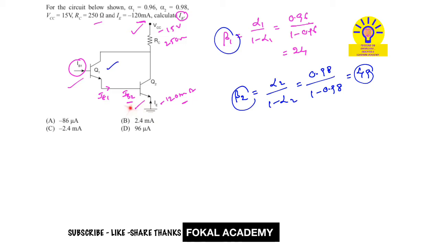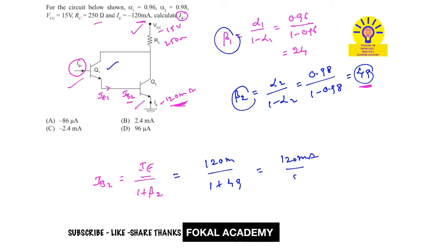For the second transistor, we know the relation between emitter current and the base current. IB2 equals emitter current divided by 1 plus beta 2. Here beta 2 we got 49 and emitter current was given as 120 milliamperes. Now substitute here: 120 milliamperes divided by 1 plus 49, that is 120 milliamperes by 50, which equals 2.4 milliamperes.